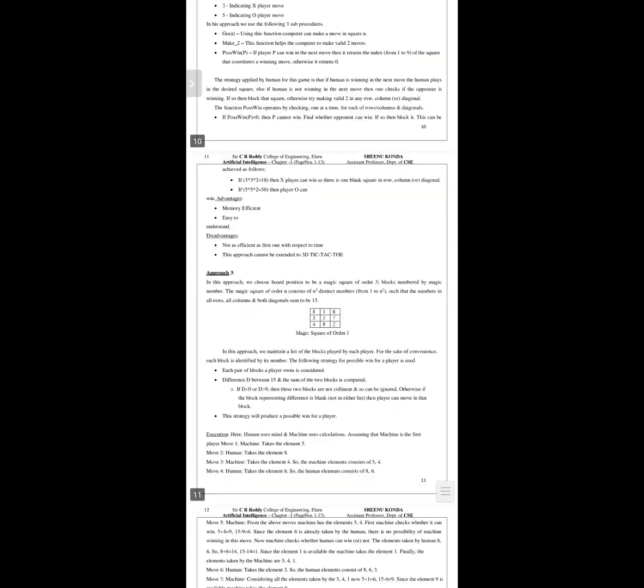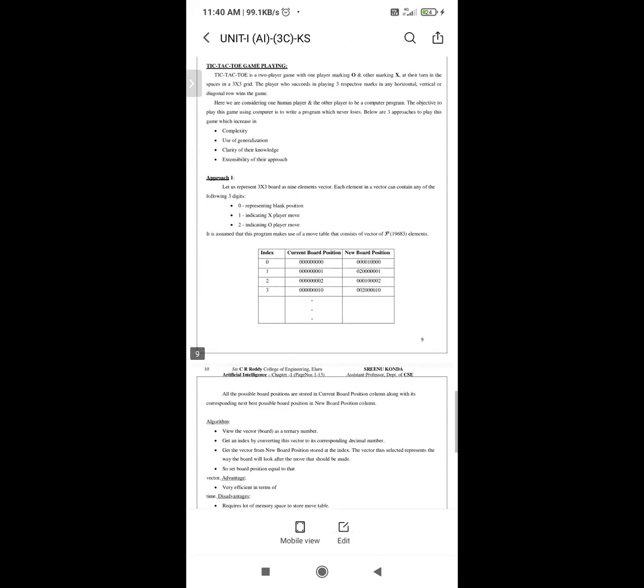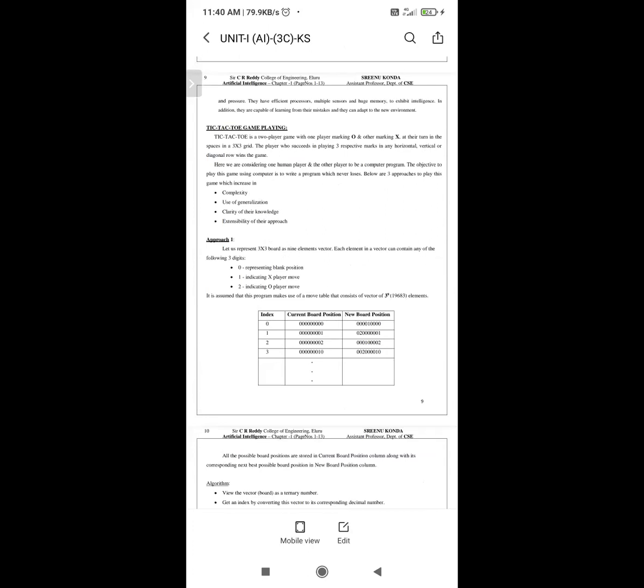That is the tic-tac-toe problem. There are some approaches for how to play this particular game. Here we need to consider one human player, and the other player will be the computer program. The game will be played between the human being and the system.